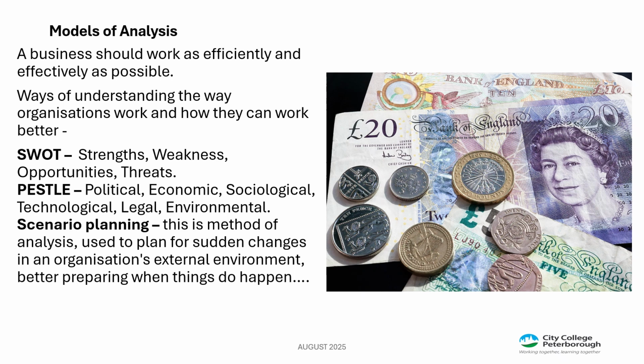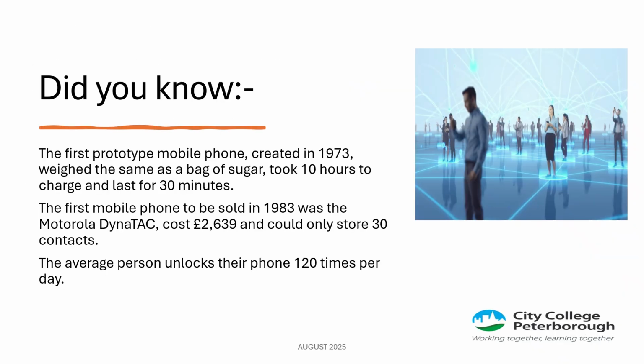And now we look at the models of analysis. So a business should work as efficiently and effectively as possible. Ways of understanding the way organisations work and how they can work better is by using the following three analyses: SWOT, PESTLE, and scenario planning. And for the last slide in this handout, we have a Did You Know?